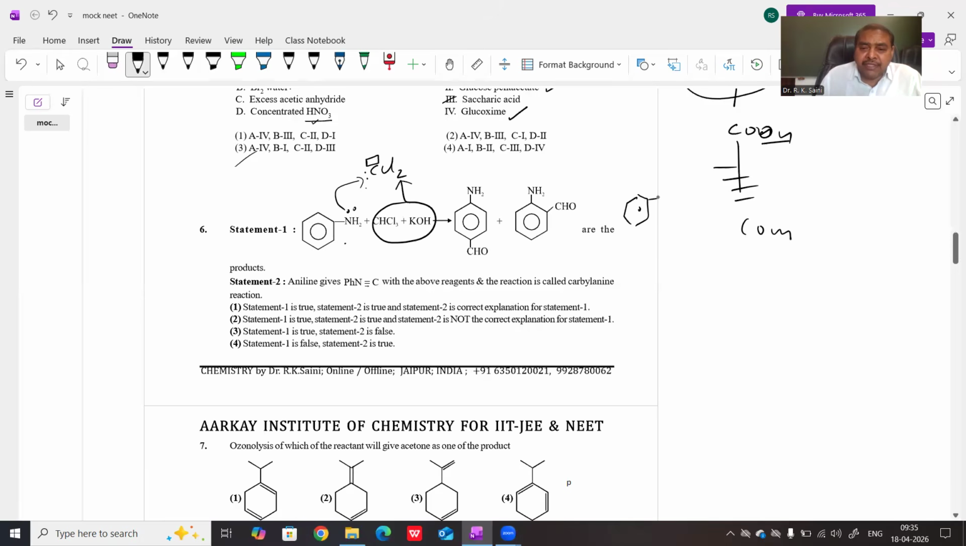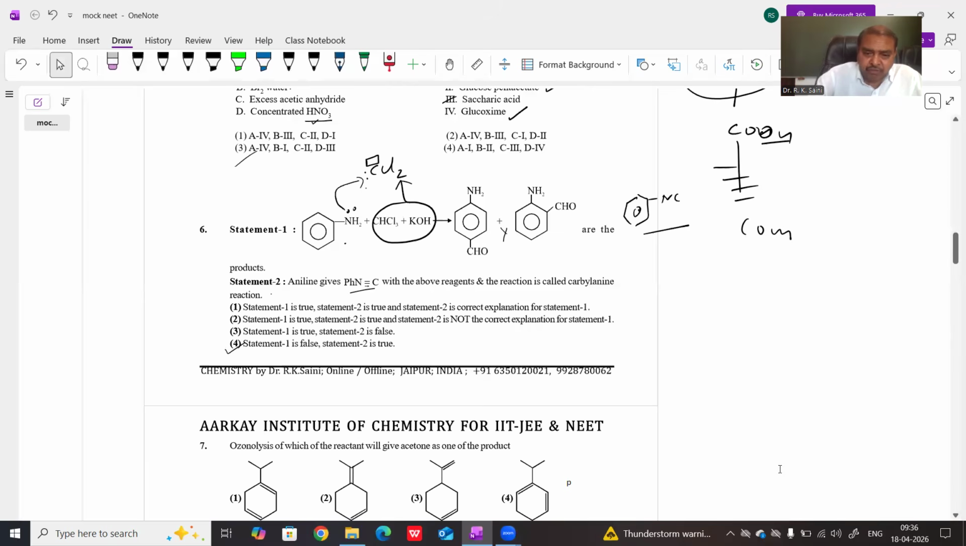And hence, the reaction is known as the carbylamine test, because isocyanides have an offensive smell. Therefore, this reaction is used for the test of primary amines. This reaction gives aliphatic as well as aromatic isocyanides, and hence the products are wrong. But in statement second, aniline gives phenyl isocyanide, the reaction is above and this. Therefore, the statement 4th is correct.